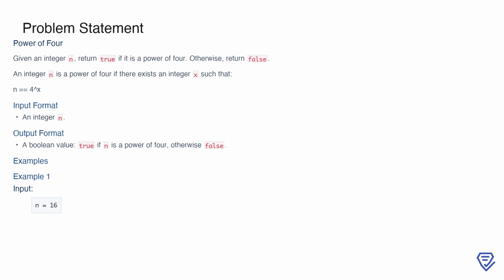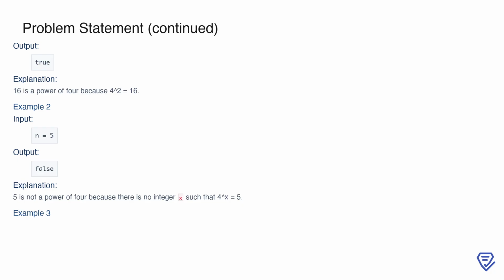To better understand the problem, let's consider a few examples, starting with n equal to 16. Here, for the input n equals 16, the output is true. This is because 16 is indeed a power of 4, specifically, 4 raised to the power of 2 equals 16. Now, in another example, if we take n equals 5, the output would be false. This is because 5 cannot be expressed as 4 raised to any integer power. So, while 16 satisfies the condition, 5 does not.